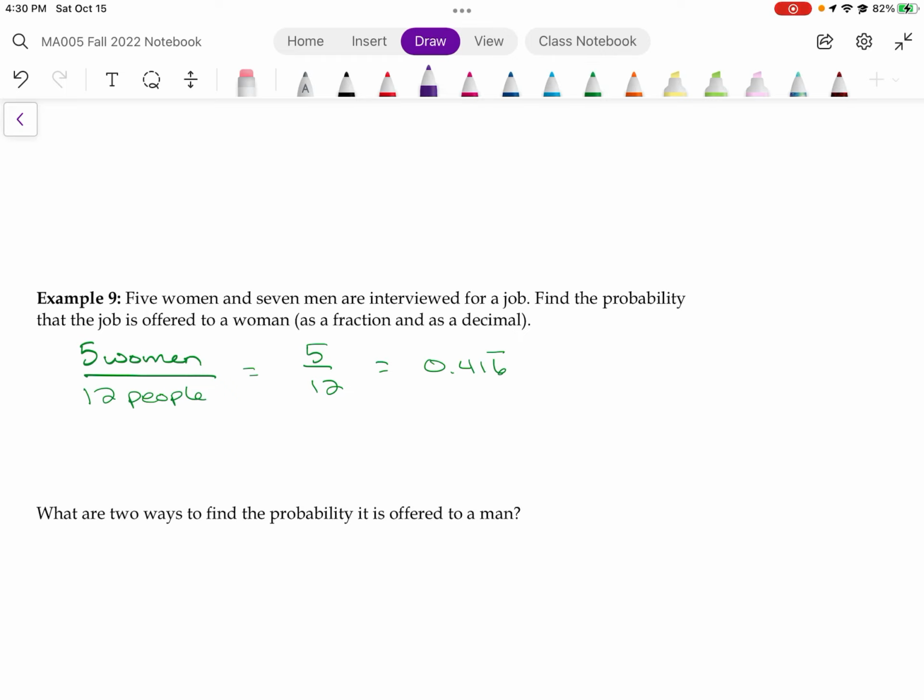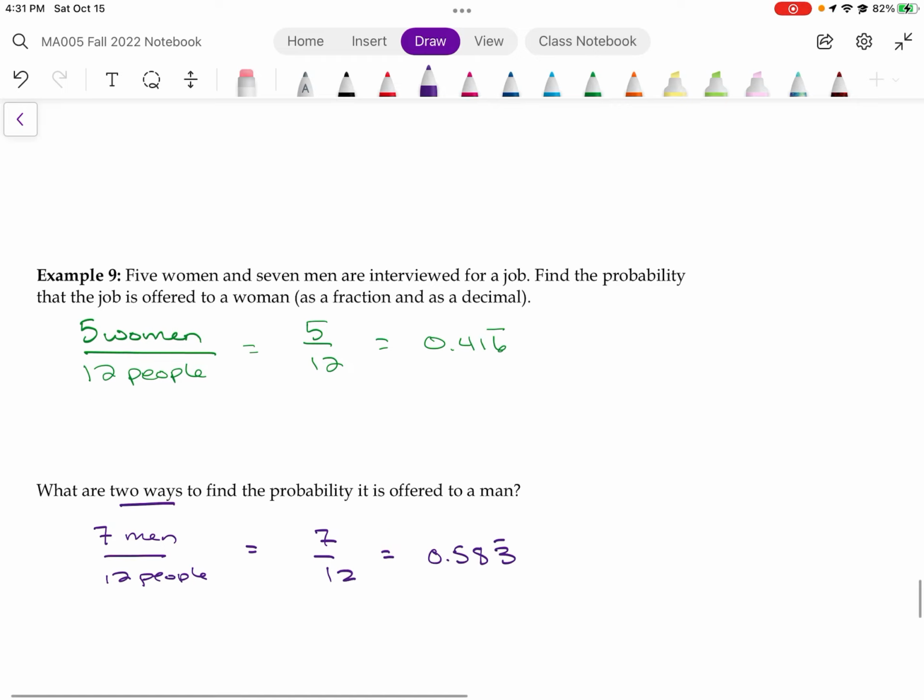So the probability that it's a man, and I'm asking, what are 2 ways to do that? Well, the obvious one is to say 7 men out of 12 people, and that's just 7/12, which is, I don't have the decimal. I guess I didn't do it. So 7 out of 12, give me a moment. 7 divided by 12 is 0.583 repeating.